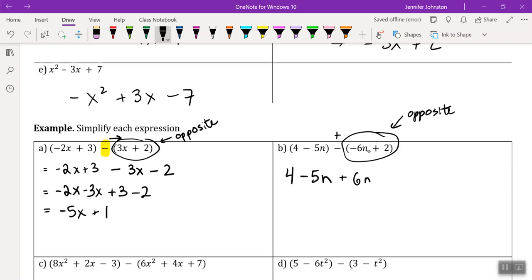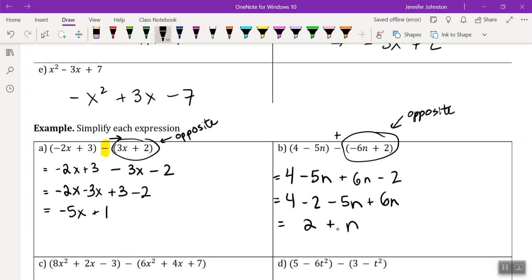And when we're subtracting positive 2, that's what we're doing. We're subtracting positive 2, which means it's minus 2. We're adding, or you can think of adding the opposite signs. Okay, then from here we're going to combine. 4 and the negative 2 are going to go together, and the n's are going to go together. We have a negative 5n and a plus 6n. So we get 2, minus, nope, that's a plus n.